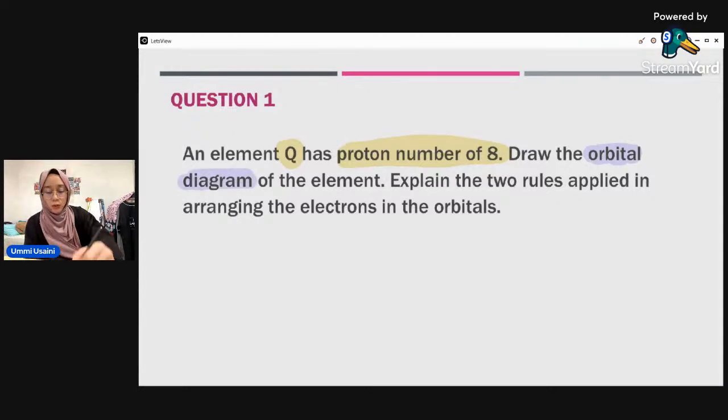So with 8, you already told Miss earlier that the lowest energy orbital is 1s. 1s has only one orbital, followed by 2s. But let's fill in 1s first. 1s can only hold 2 electrons. 2s is the same, it can only hold 2 electrons. So that's only 4. We have 4 more out of 8. The next one is 2p.